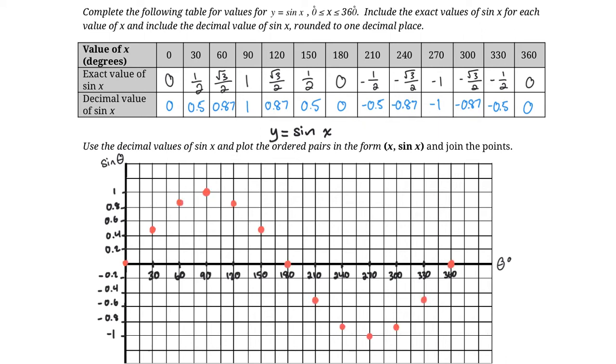And when you plot all your points, you should get something that looks like this, and we can connect all these points with a curve. And there you have it. This is one cycle of the sine function. And if we were to continue this graph for angles that were greater than 360, we would see this cycle repeat once again because this is a periodic function. And if we were to continue this graph for angles less than 0 degrees, so for negative angles, we would see this cycle repeat in the other direction.